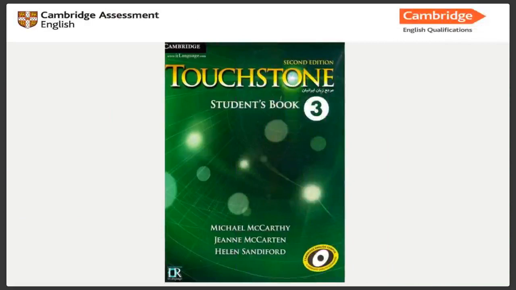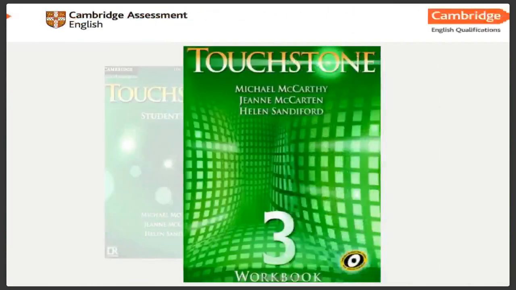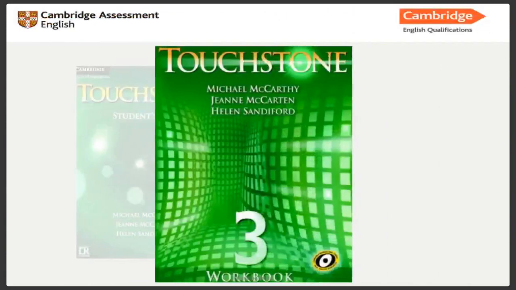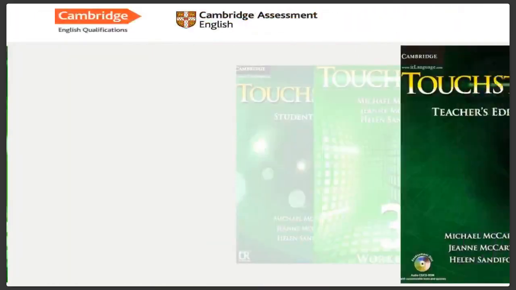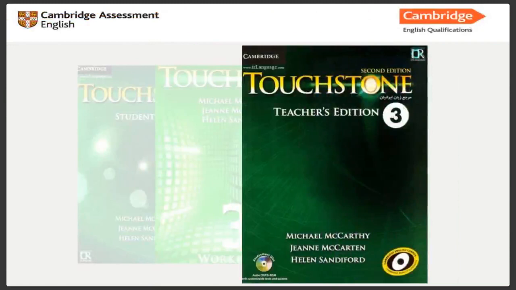So let's begin. The main resource for the student is, of course, the student's book. The student's book is supported by a workbook. The main resource for you as a teacher is the teacher's book. Let's now see how we can utilize these three components during a course.